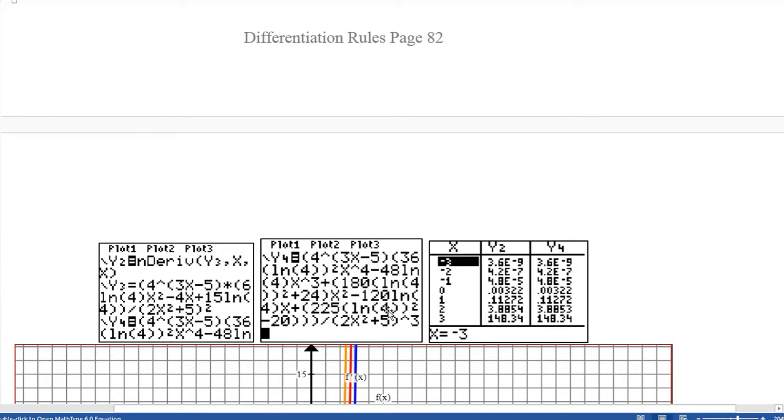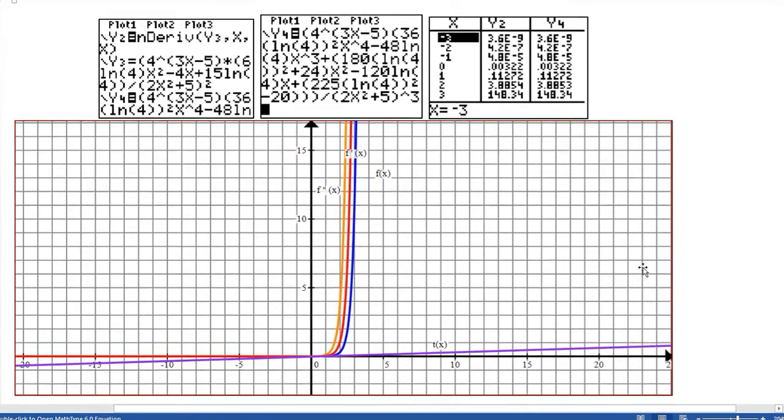Here's the check. Since I had this y3 as the original first derivative, I changed y2 to be the numerical derivative of y3 with respect to x, evaluated at x, turned off y3, put my second derivative in y4, watch your parentheses there, kind of messy, and then check the tables for y2 and y4 and make sure that they match, and they did. So we check that.